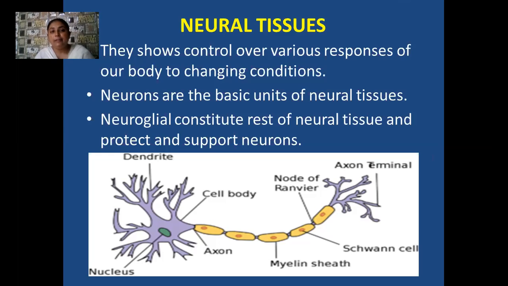Those neurons which pass the information received by the sense organs to the central nervous system, that means the brain or spinal cord, are known as sensory neurons. And those neurons which collect the decision taken by the brain or the spinal cord and send these signals to the target organs are known as motor neurons.